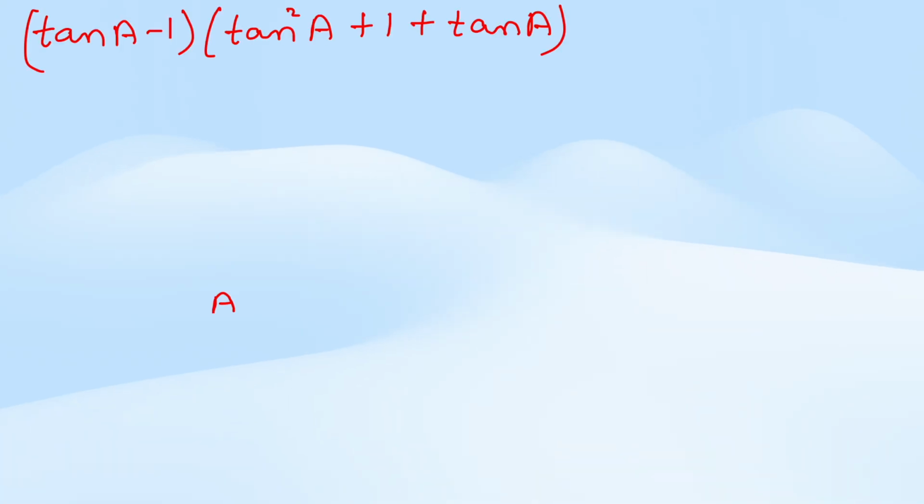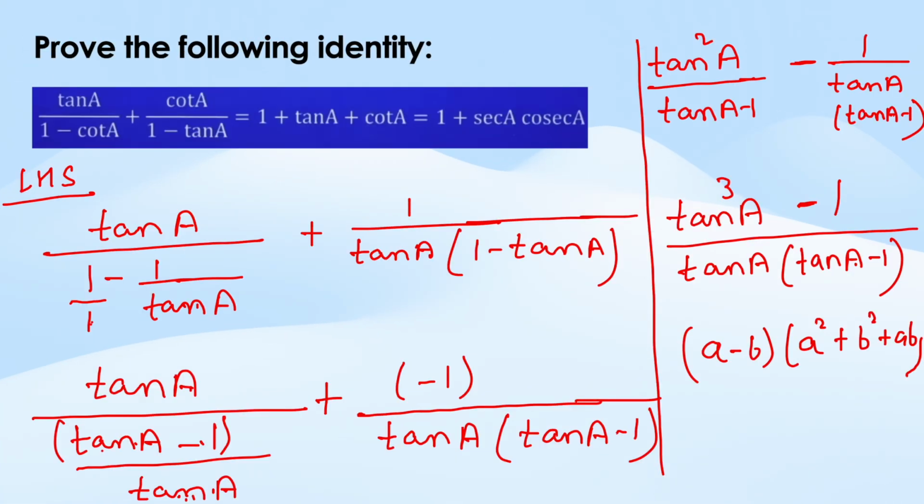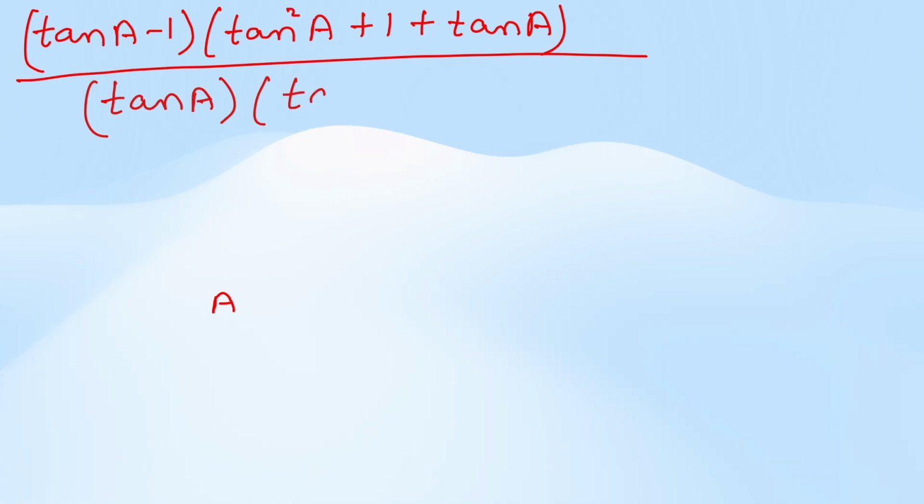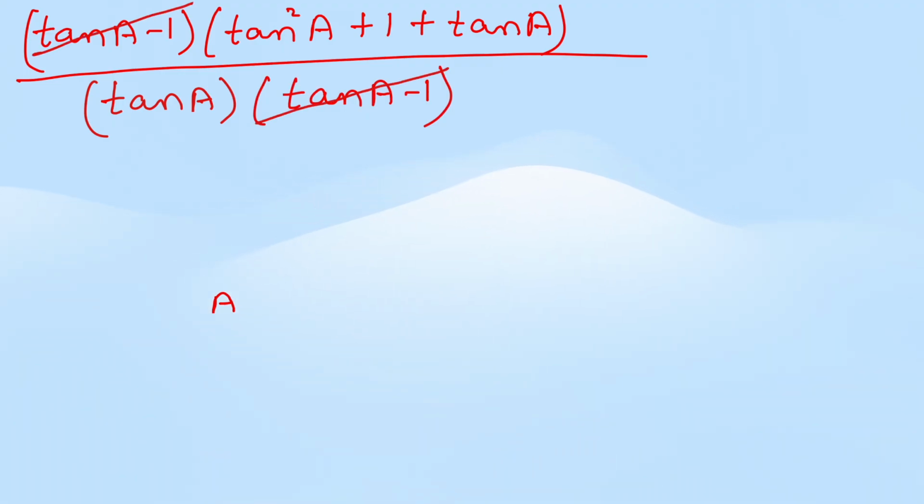And in the denominator we were having what? tan a into (tan a minus 1). Hope it is clear. Now see, I can cancel out this with this, right?